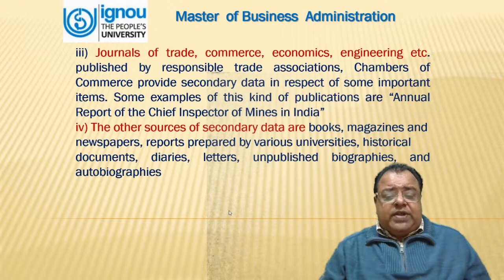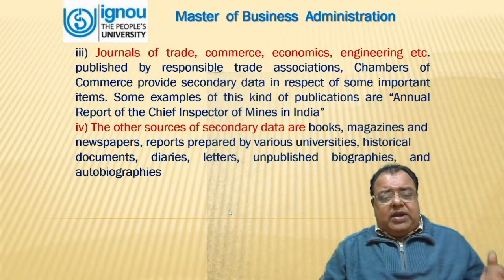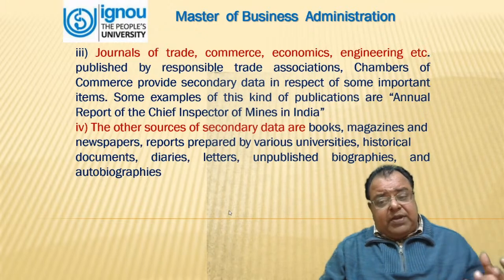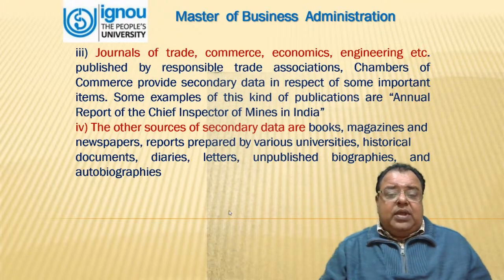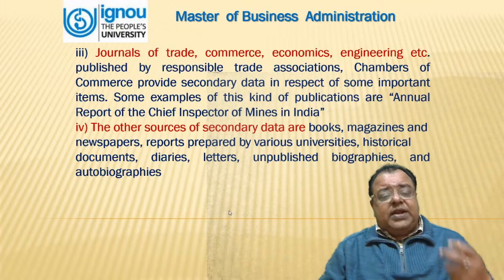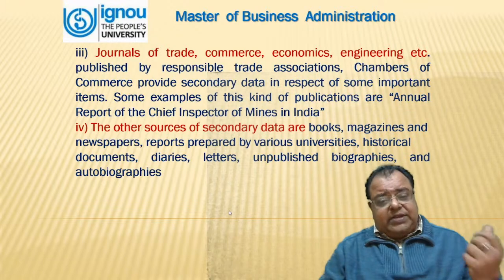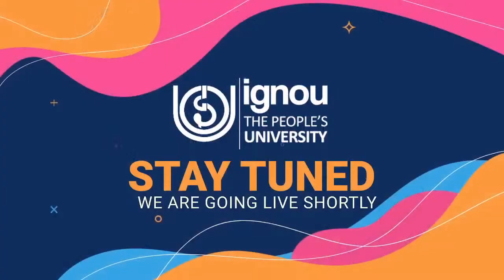The other sources of secondary data are books, magazines, and newspapers, reports prepared by various universities, historical documents, diaries, letters, unpublished biographies, and autobiographies. With this, we will be concluding today's session and we will be continuing further with data collection in our next session.